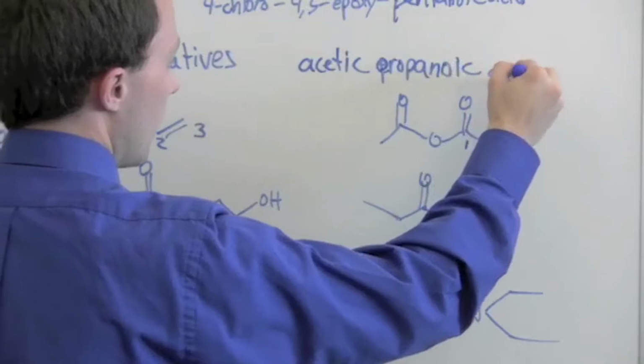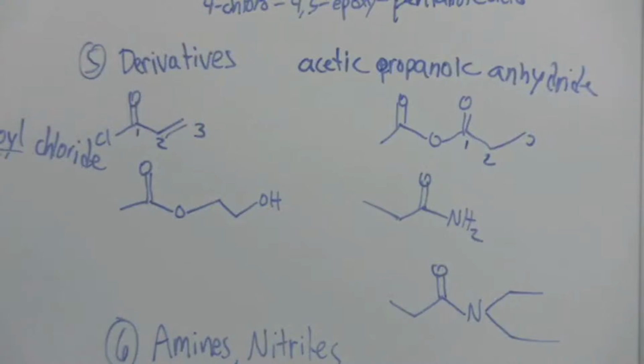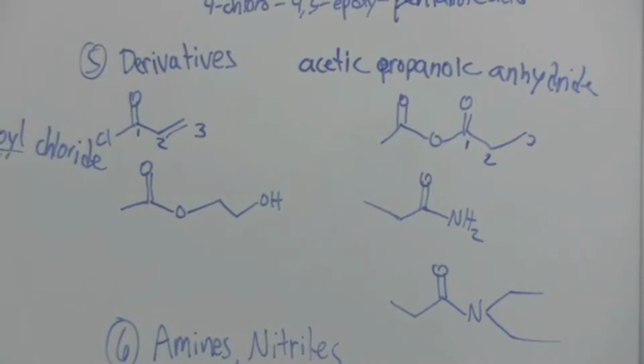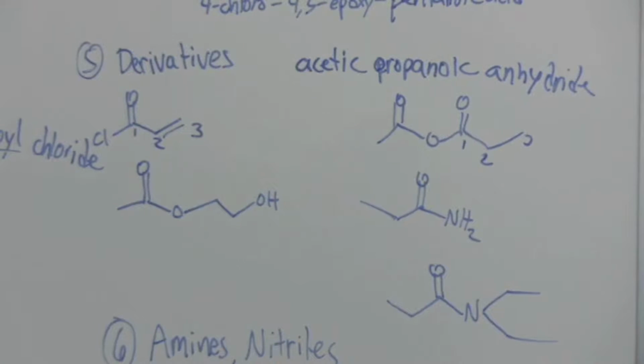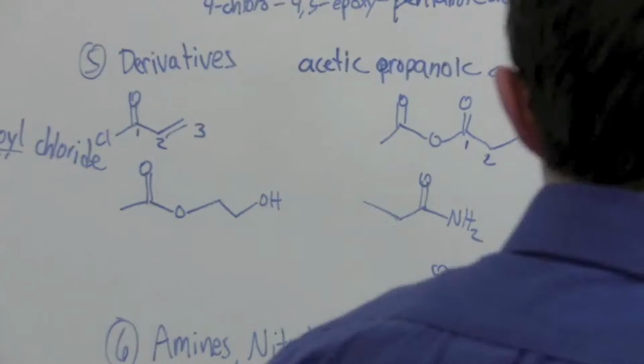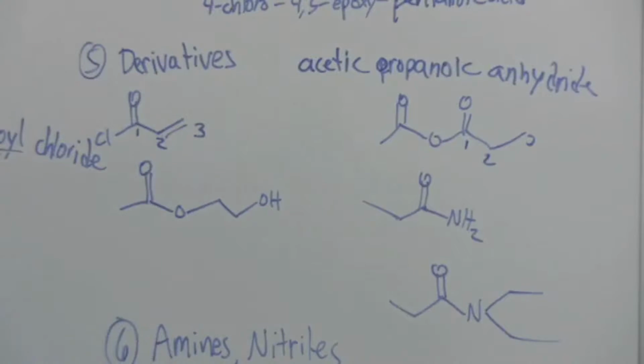propanoic anhydride. Acetic propanoic anhydride. I don't think that's right. I'm sorry. Oh, it is right. Yeah, sorry, that was right. I needed to look at this other one anyway because I forgot. Acetamide. Oh no, that's the one I was going to look at. 2-hydroxy ethanoate. Sorry, that is right. Acetic propanoic anhydride.